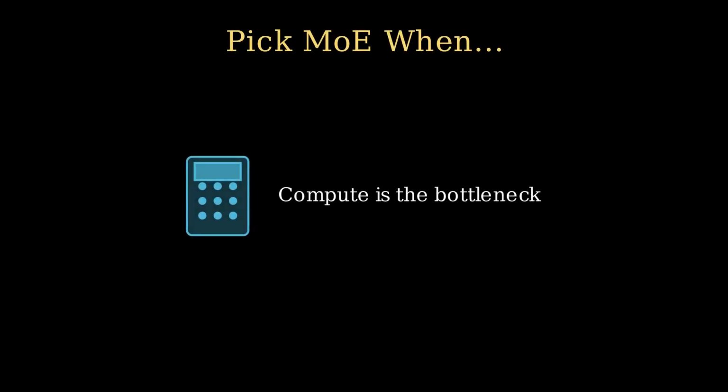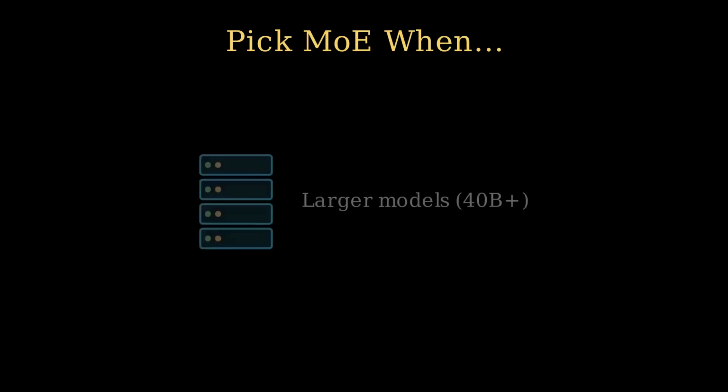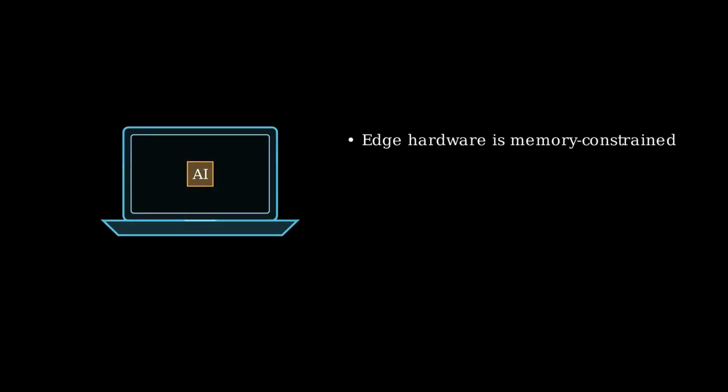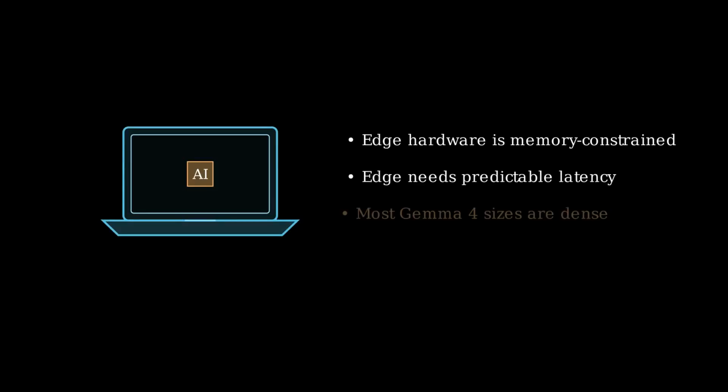Pick MoE when compute is the bottleneck and memory is abundant. When quality matters more than predictable timing. When the model is large, 40 billion parameters or more, MoE wins on quality per compute, common in cloud. The edge reality. Memory is constrained. Latency must be predictable. Most Gemma 4 sizes are dense. The architecture fits the hardware.